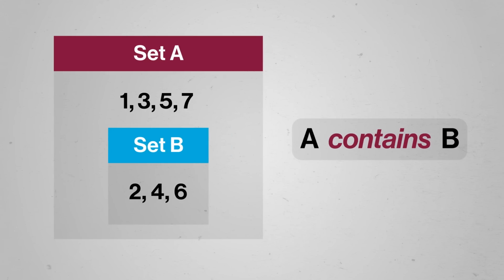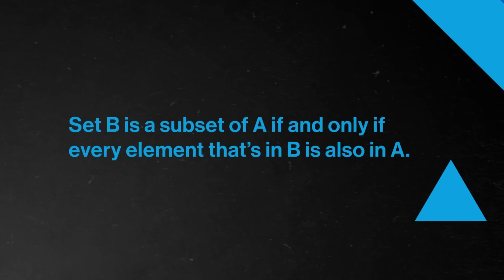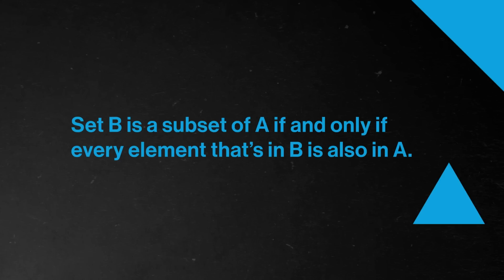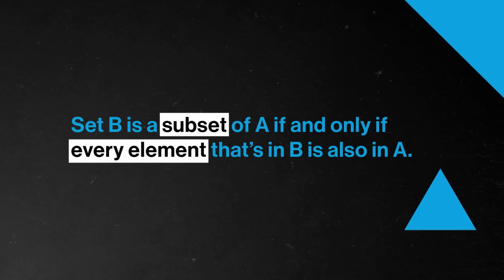In math, we also have notation to write this really efficiently, using this kind of sideways U with a line under it. And in formal math terms, we would say that set B is a subset of A, if and only if every element that's in B is also in A. So we can talk about sets to help us break our information into helpful categories or chunks, but we can get even more specific when we talk about subsets, and give them a name to make it easier for us to focus on whatever details we care about.